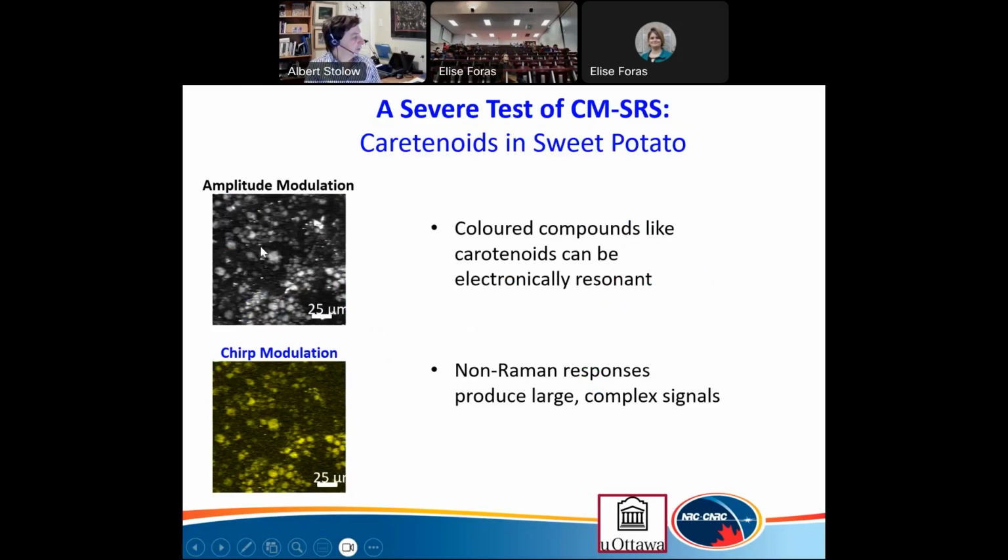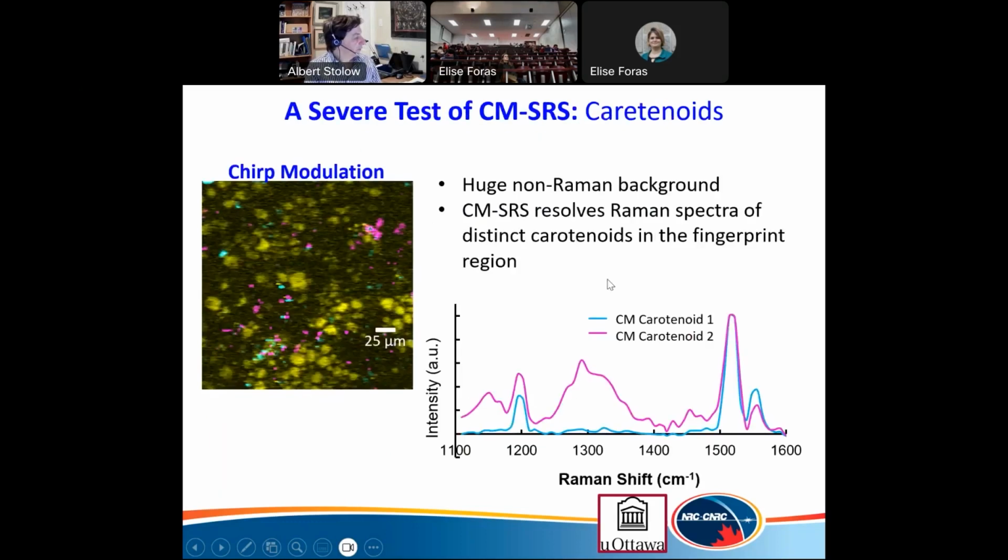When I do the amplitude modulation technique, I get brightness everywhere. When I do the chirp modulation, I see that the image looks different. So in fact, the chirp modulation technique allows me to identify these different carotenoids. This has never been done before, actually. A sweet potato may not be the most important problem in the world, but what it shows is that even in very strongly absorbing samples, we can get the Raman information, which allows us to identify that there are two different types of carotenoids in the sample.